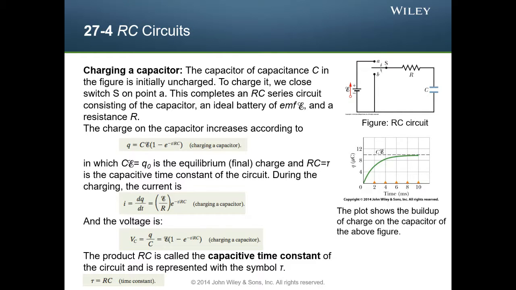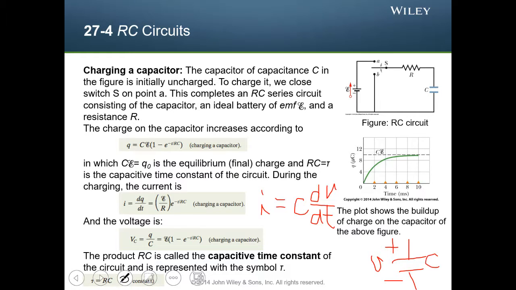And the only equation you need to know is I equals C dV/dt. You take the derivative of the voltage across a capacitor. This is the voltage across this capacitor, and this is the current going through it. So they will satisfy I equals C dV/dt.